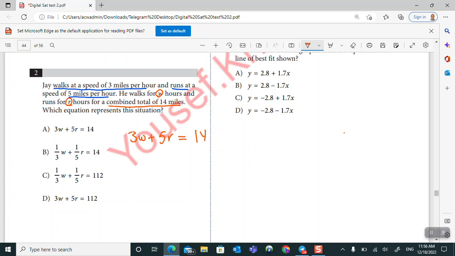This is incorrect because he changed the SI unit to hour per miles, and same for that, and here he multiplied, he got 112 out of nowhere, so it's also incorrect. Same way. So the correct choice is A.